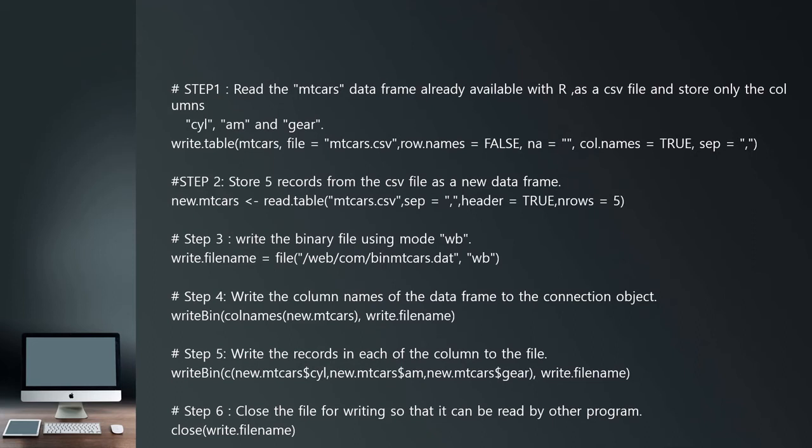As I discussed, in the first 2 steps I am using one CSV file which is already available with the system, and in the other 3 steps, the first step I'll create the binary file, the second step I will create the columns, the third step I will create the rows, and finally I'll close the file. So step by step I'll discuss.